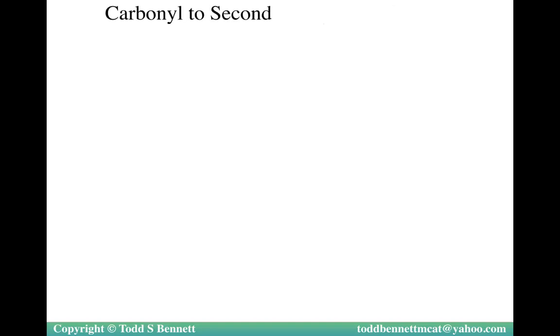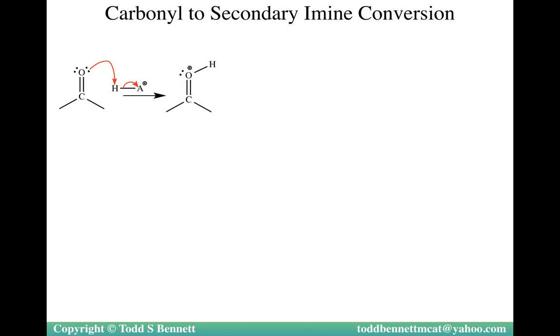Onward we go. Carbonyl to secondary imine. So now it's going to get a little bit trickier. If I want to go to a secondary imine, then I'm going to add a nitrogen that has 2 R's on it instead of just 1. The problem here is, in order to make this happen, we need to have an N and 2 H's. And here we only have 1 H. So we get hung up a little bit. We'll figure out how to get around this.